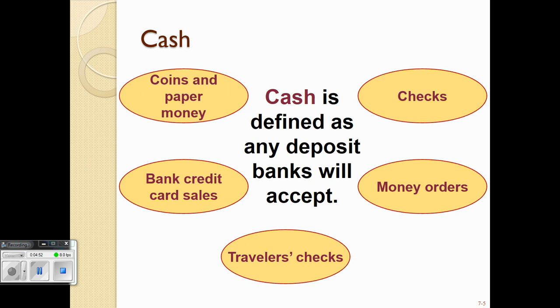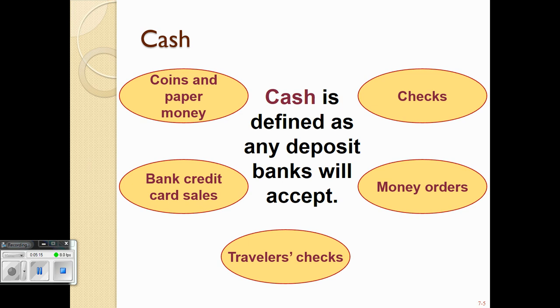Cash is defined as any deposit that banks will take. We all think of coins and paper money as cash, but some checks, and those checks we have sitting in our office desk drawer that we haven't deposited yet, are going to get included as cash. Okay? Traveler's checks, money orders, and bank credit card sales are also going to be included as cash. A couple of quick notes about a couple of these.